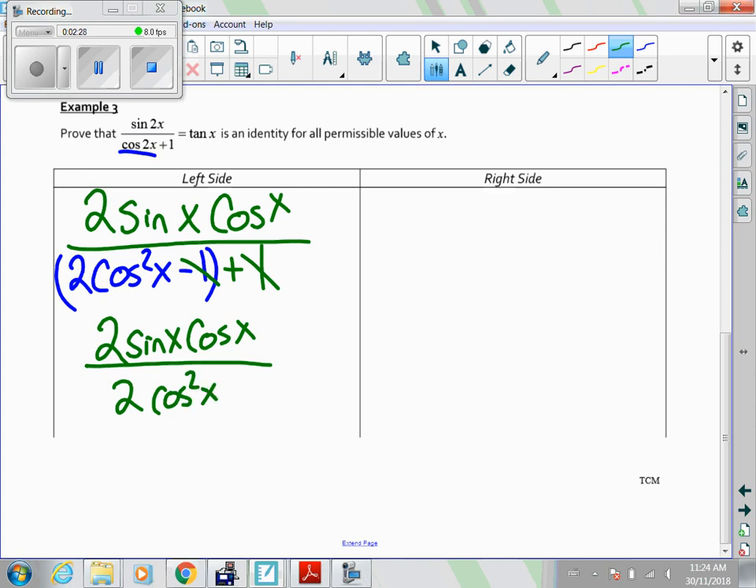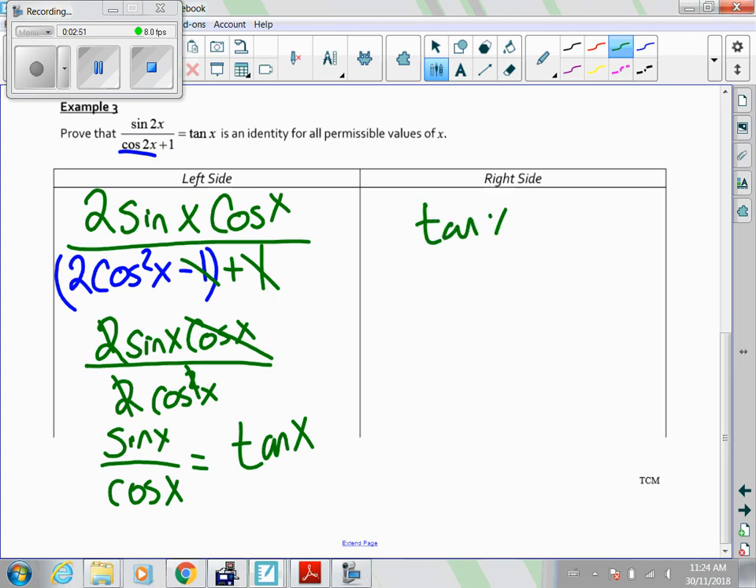And now I can cancel. Now that I've gotten rid of that plus, now I can cancel some stuff off out of here. So this cos can cancel with one of those coses, and this 2 can cancel with this 2, leaving me with sine x divided by cos of x. And hey, look, that's tan x. I made it. Right? Because my right side was already tangent of x. So now I can write left side equals right side and throw a bam down there.